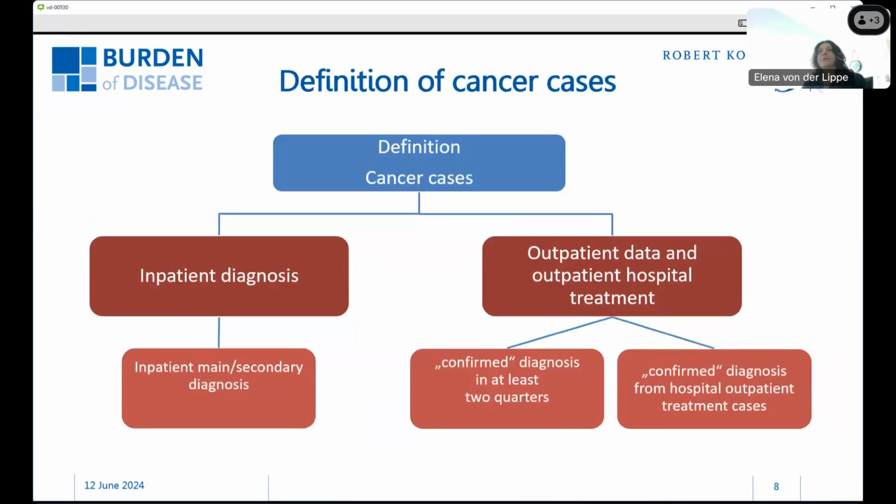When we had the definition of our cancer cases, our partners had access to the inpatient and outpatient data. In the inpatient data, we could have a look at main and secondary diagnosis. And in the outpatient data, it's worth mentioning that we consider the confirmed cases or diagnosis when they appeared twice in the year. The records in the insurance company come in quarters, so at least 2 quarters in the year were considered as a confirmed diagnosis.